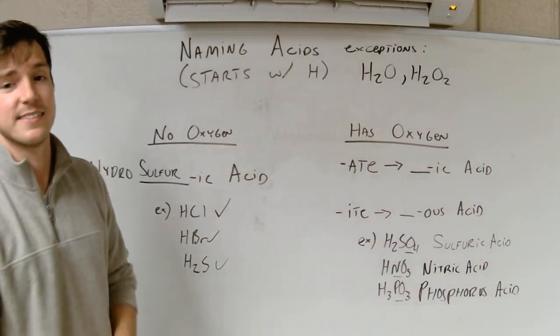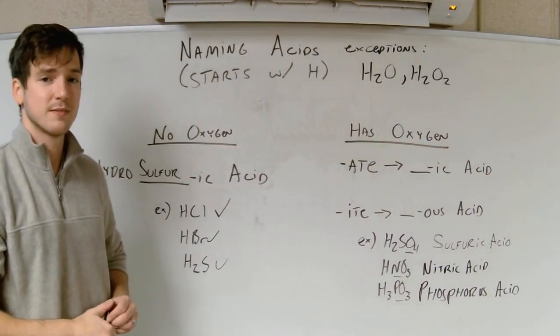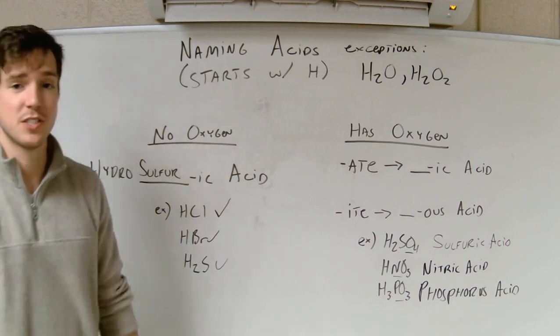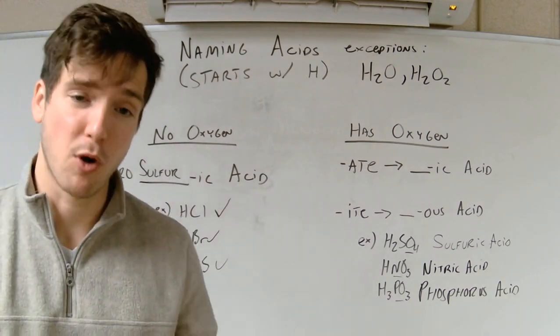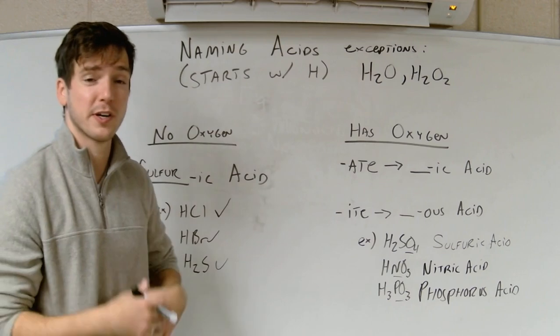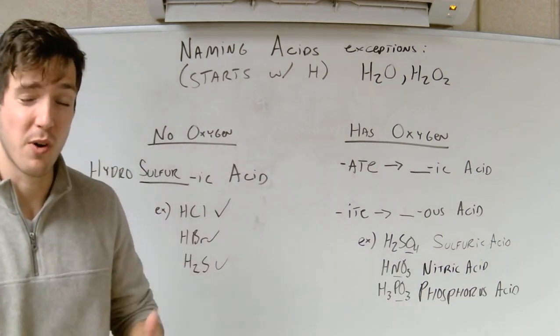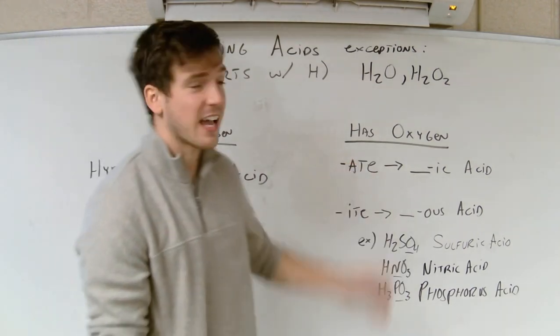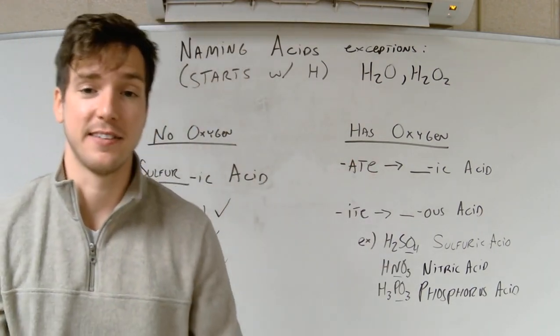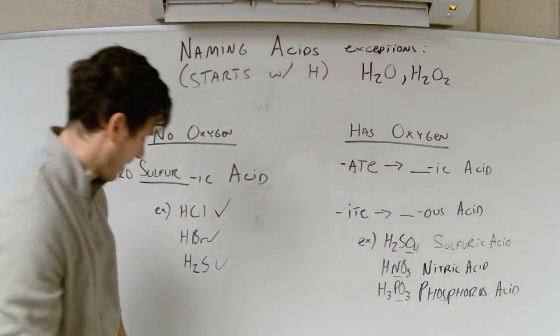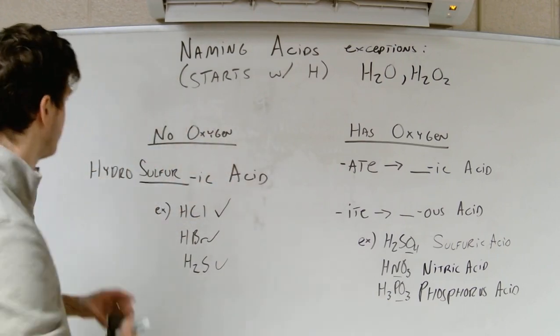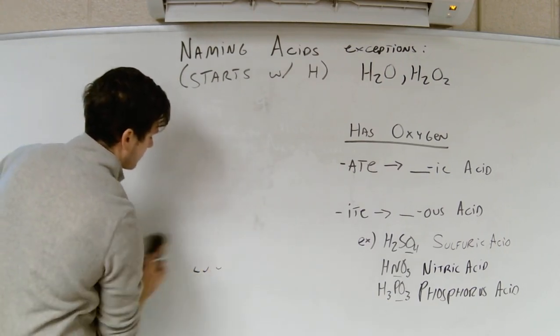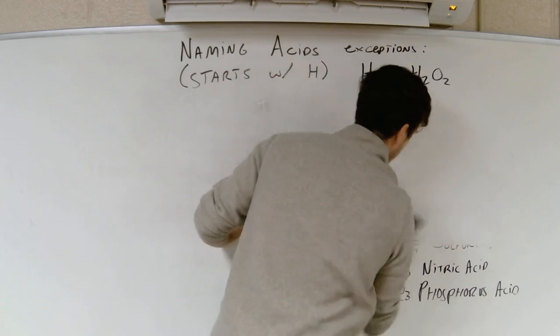Phosphorous acid. Okay? So again, no oxygen: hydrochloric, hydrobromic, hydrosulfuric, hydroiodic, hydrofluoric. These are all the no oxygens. If it has oxygen, ate to ic, ite to us. You'll hear me say that a lot. So let's go ahead and name a few of these.